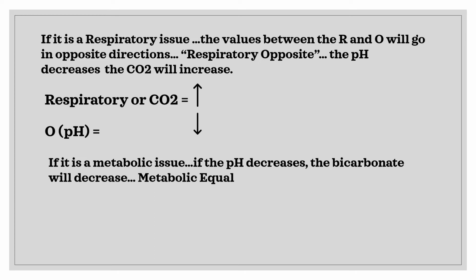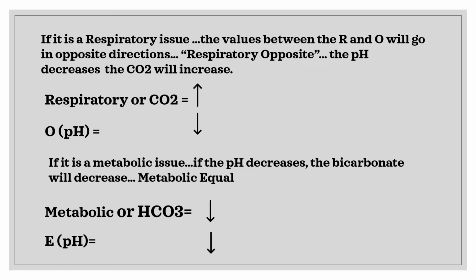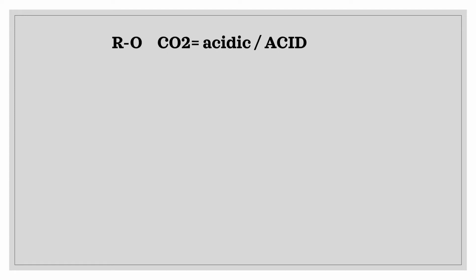If it is a metabolic issue, if the pH decreases, the bicarbonate will also decrease, metabolic equal. Metabolic or HCO3, if it is decreased, we know that the E would be equal, or the pH would also be decreased. So in the RO, CO2 equals acidic or acid.